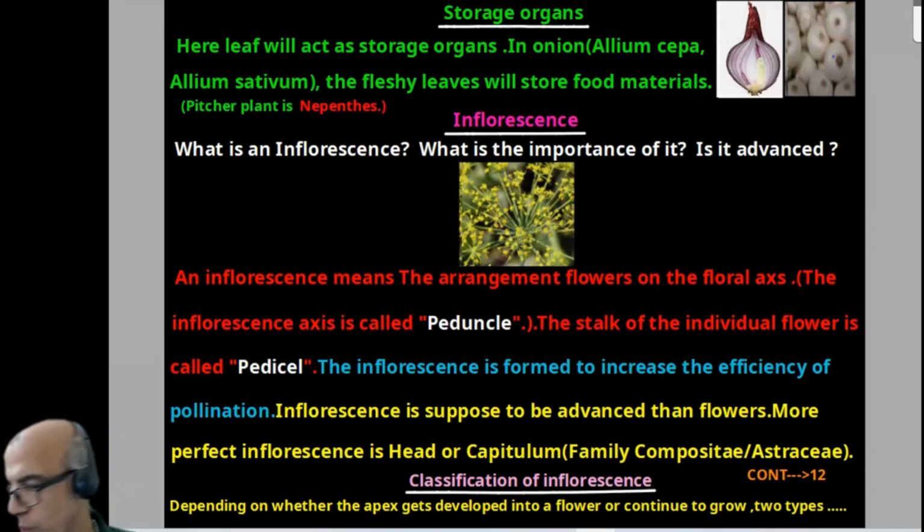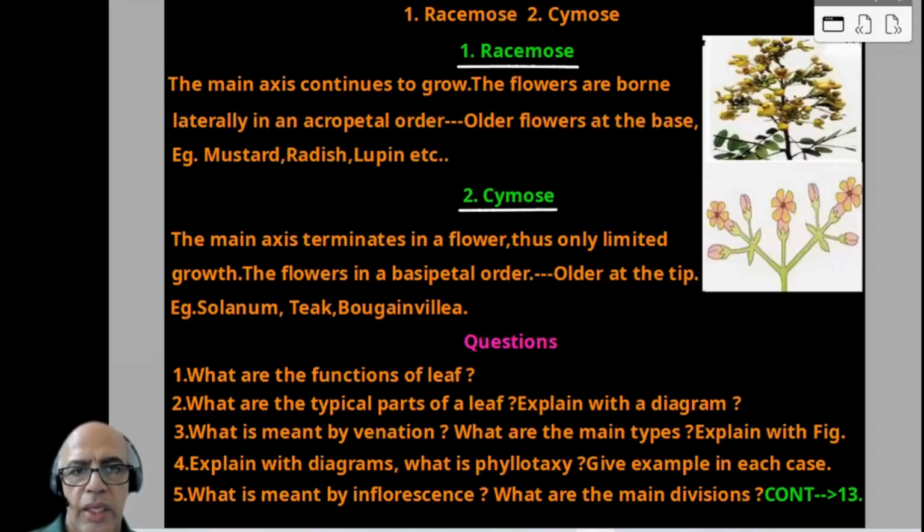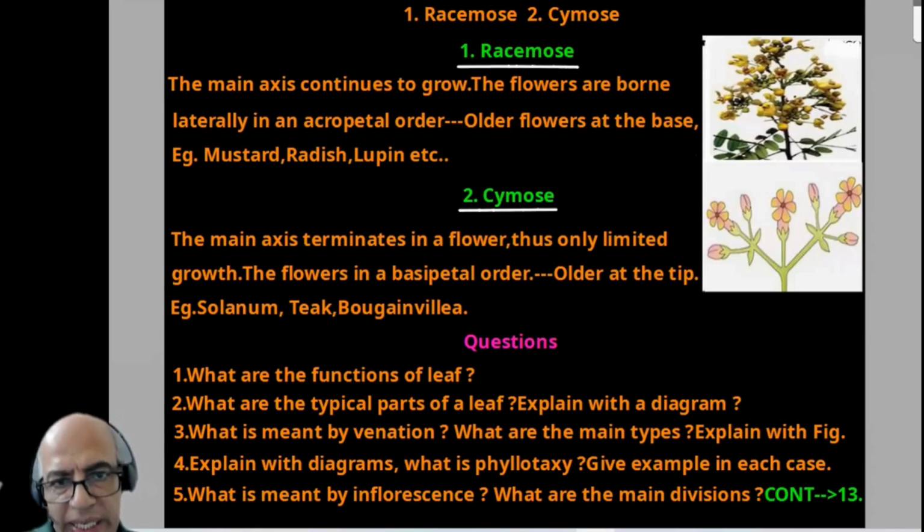Now, classification of inflorescence. See, when we come to classification of inflorescence, what is the criteria for it? Depending on whether the apex gets developed into a flower or continues to grow. Two types. That is the criteria. One is racemose. In racemose, the main axis continues to grow. Flowers are borne laterally in an acropetal order. Acropetal order here means older will be at the base, younger will be at the tip. Typical examples are mustard, radish, lupin. Morphology examples are important, odd one out type question.